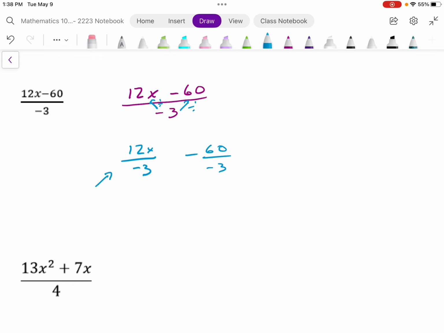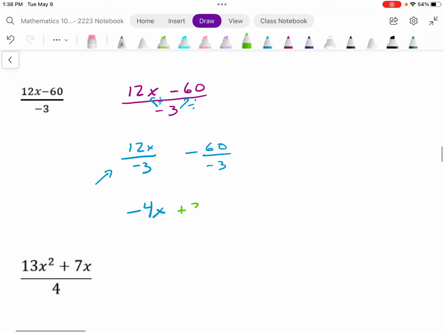I'm going to simplify that first term. So 12x divided by negative 3. Well, I'm going to divide 12 by negative 3. That is negative 4. 12 divided by 3 is 4. A positive divided by a negative is a negative. 4x. And now I have negative 60 divided by 3. Now notice how I don't say subtract 60 divided by negative 3. I view this as negative 60 divided by 3, and that is positive 20. So the answer is negative 4x plus 20.